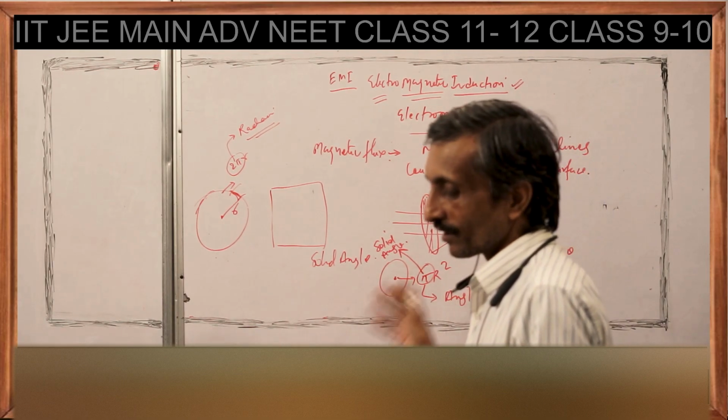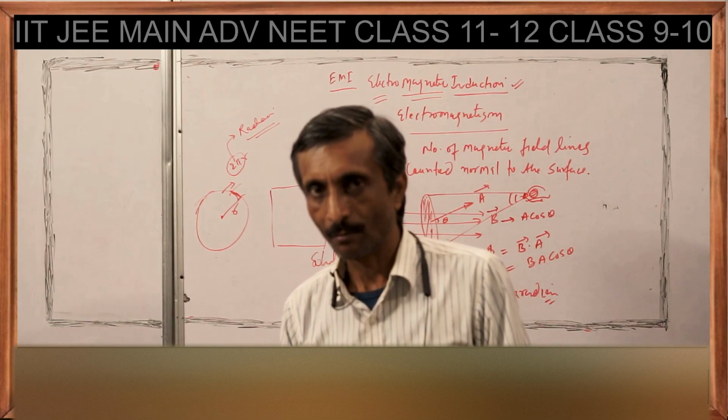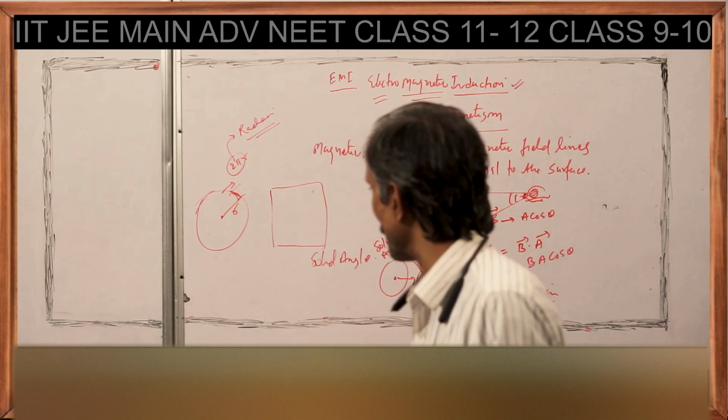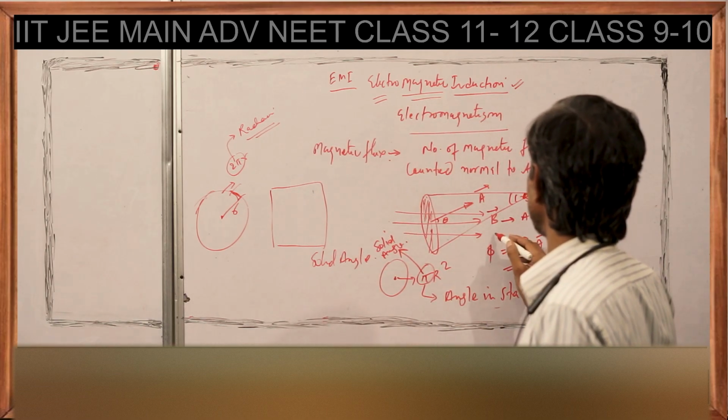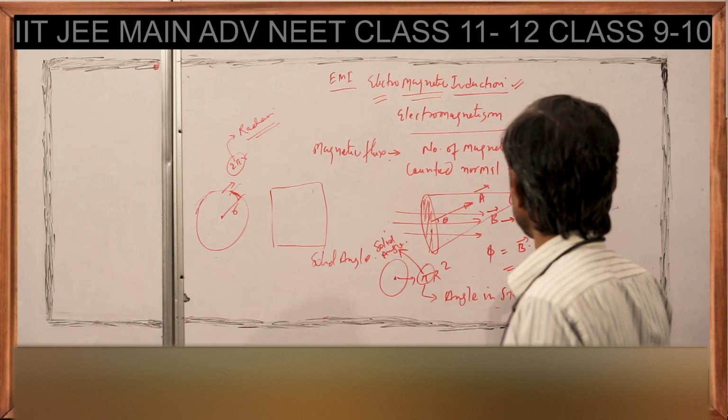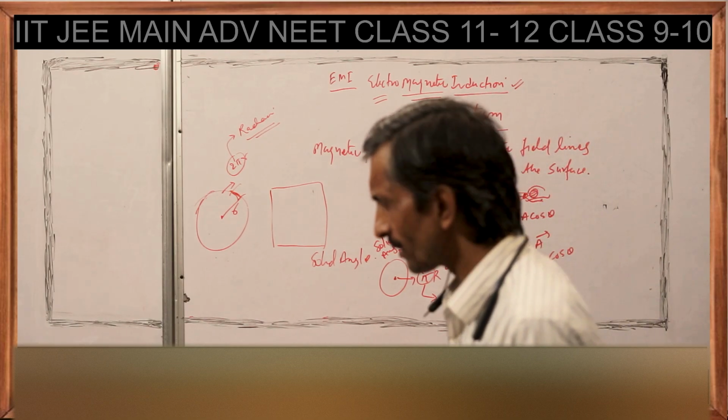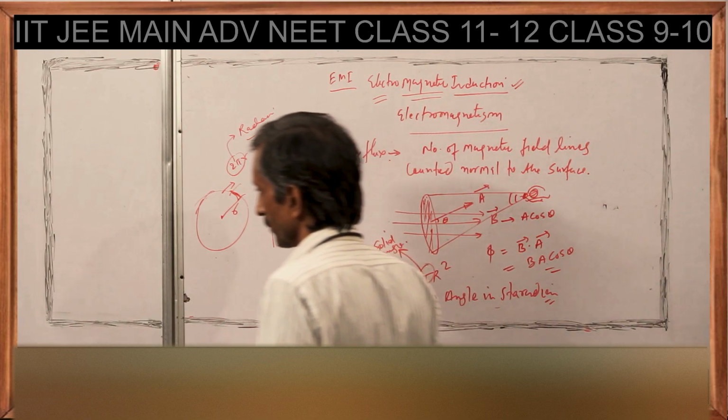Okay. So the area vector is perpendicular to the plane of the area, and the magnetic field lines are defined as BA cos theta, B dot A. This is the basic concept of electromagnetic induction.